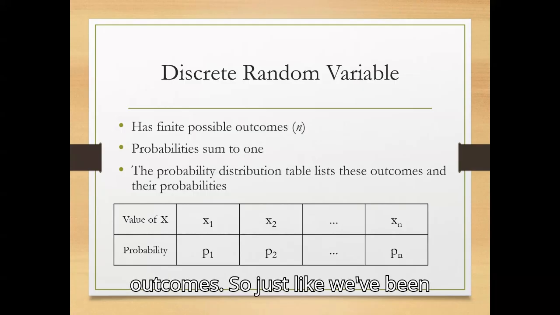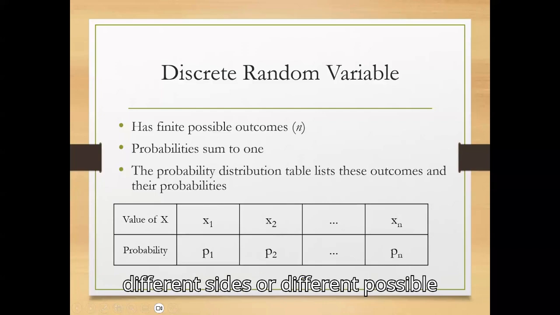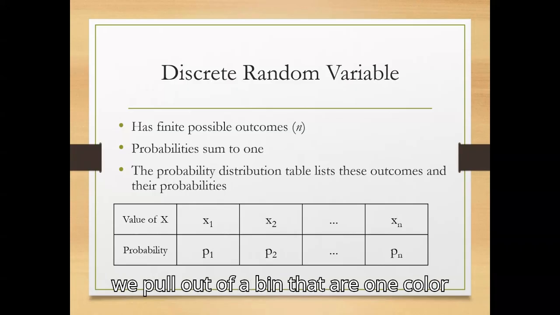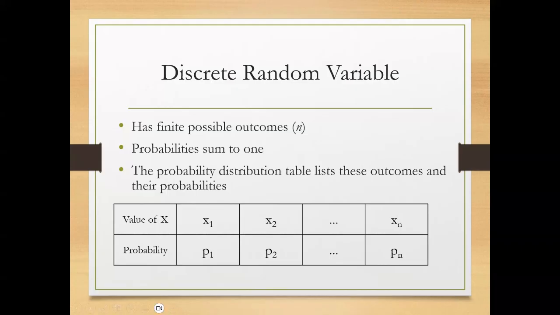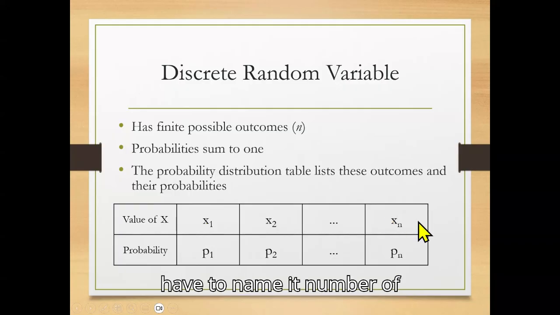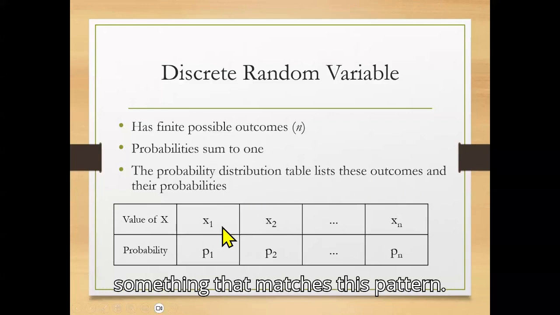So just like we've been looking at different dice with different sides or different possible things that can happen, how many chips did we pull out of a bin that are one color versus another color? We're going to keep using that exact same scenario. So there's going to be some possible values that our outcome can have. We're not going to call it heads or tails. We're going to have to name it number of heads out of three coin tosses. So we have to convert it into something that matches this pattern.